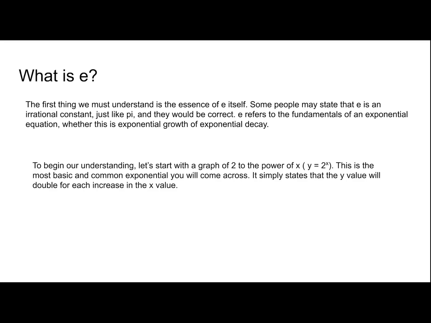So this means, for example, if I had $1 in my bank account on day 1, then on day 2 I would have $2. On day 3 I would have $4. On day 4 I would have $8. And on day 5 I would have $16, and so on. It keeps going, doubling and doubling. So we'll start our understanding with just this y equals 2 to the power of x. That's still an exponential equation, okay?